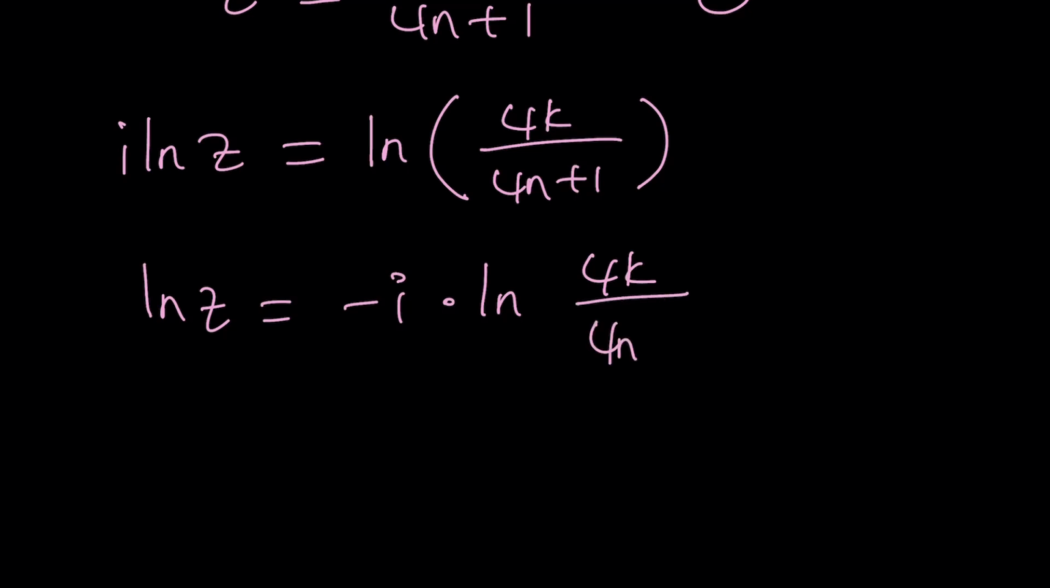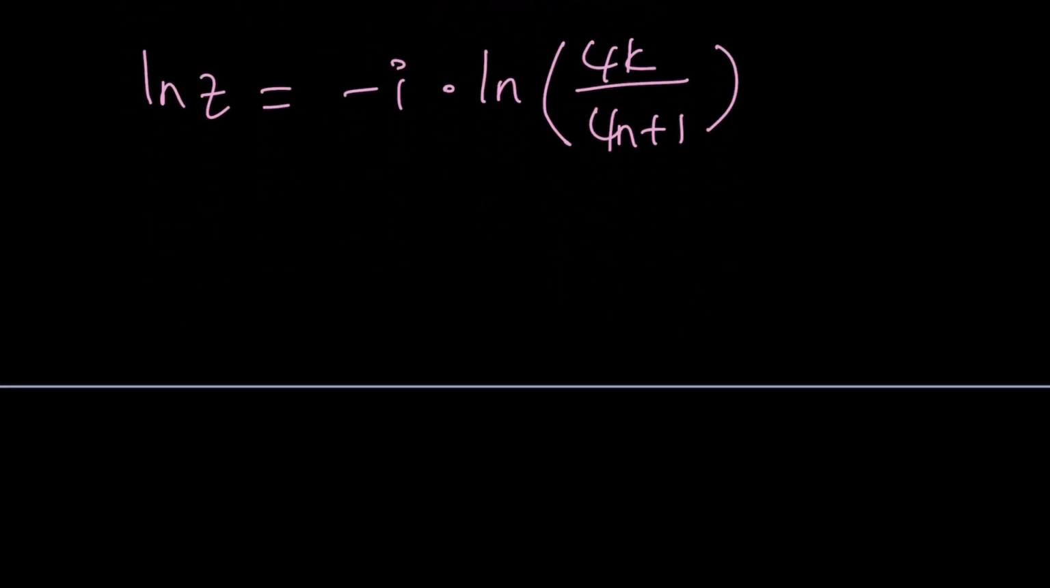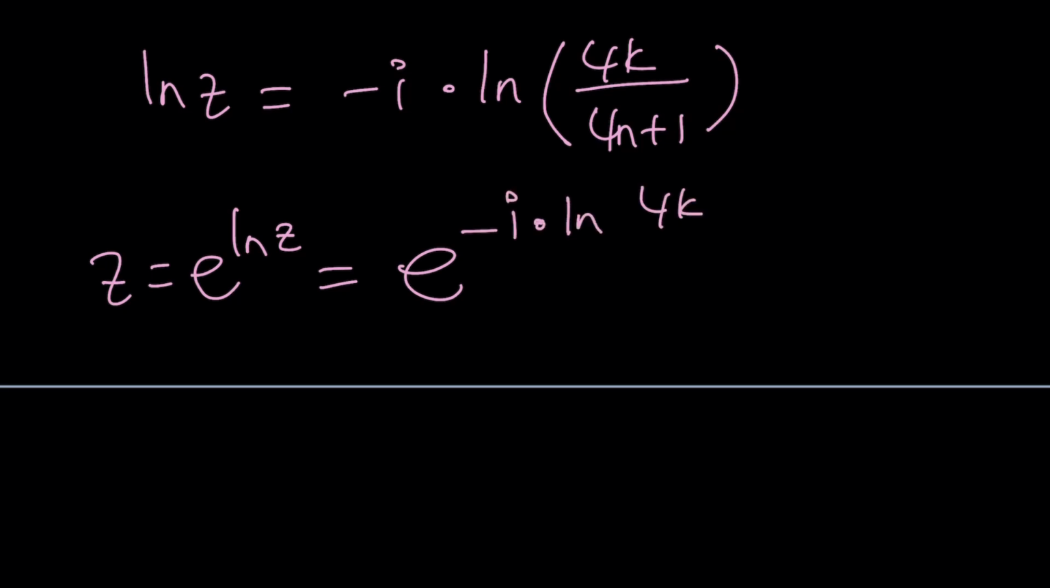So we have a multiple of i, which is an imaginary number in this case, but we still have to find z from here, ln z. Remember, z is e to the power ln z, and since ln z is already known, z should be equal to e to the power negative i multiplied by ln 4k over 4n plus 1. Remember, k and n are integers. When I said complications, this is what I was talking about.